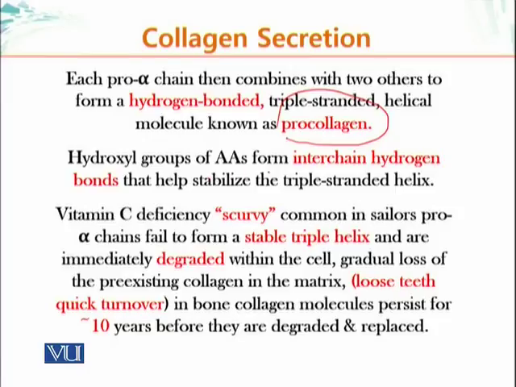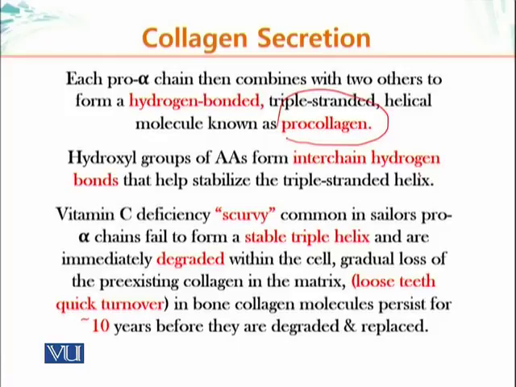Hydroxyl groups of amino acids form interchain hydrogen bonds that help stabilize the triple helix. Remember, in DNA, the bases have hydrogen bonds which result in the formation of a double helix. Here, the hydrogen bond is formed between the hydroxyl groups of amino acids. And this hydroxylation and subsequent glycosylation is very important for the stability of collagen. If that is disrupted for some reason, it can cause a major problem with the connective tissue.